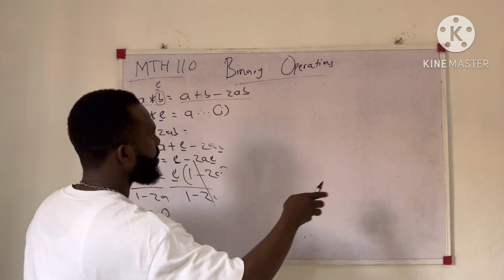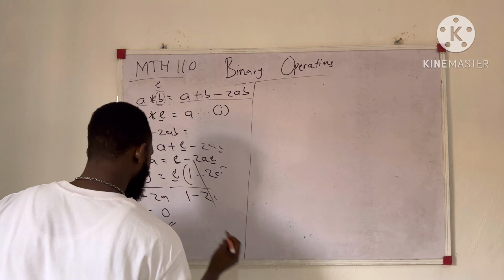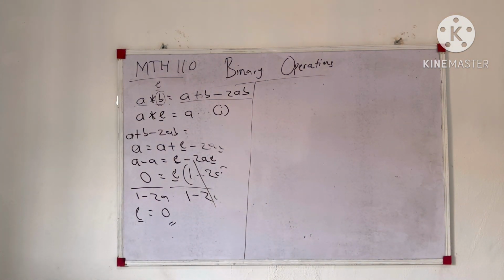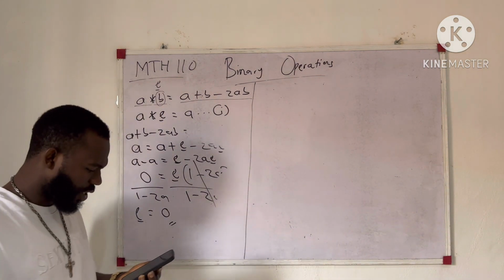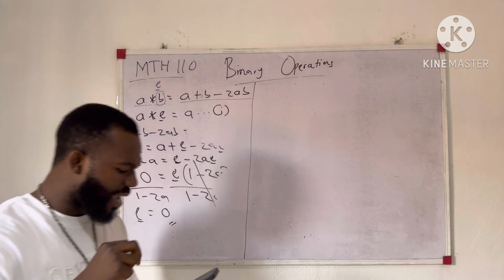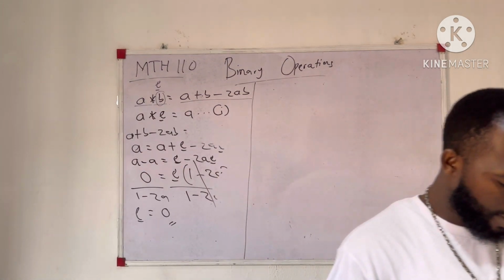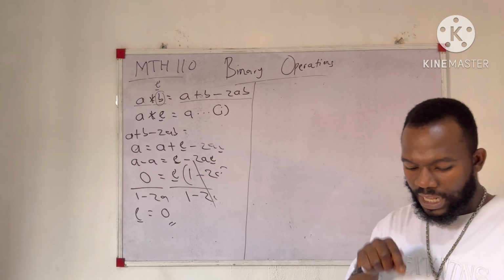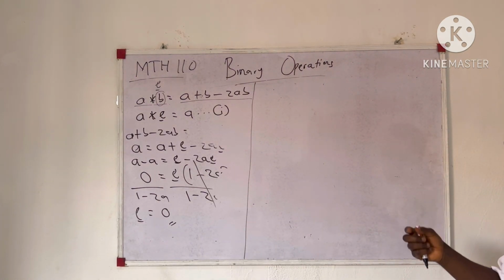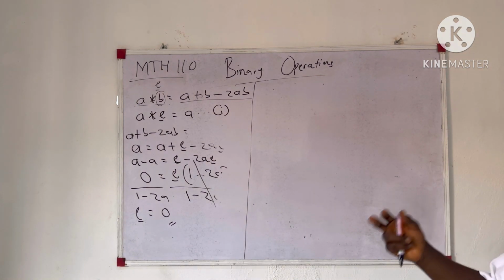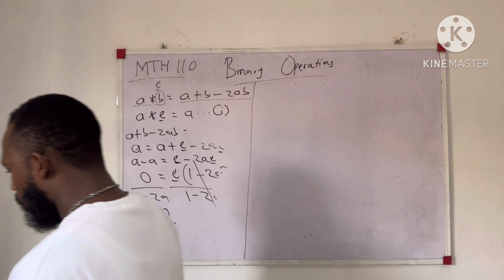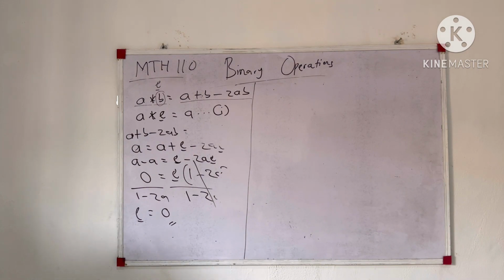Okay, let's see if we can solve it this way. Now, according to the question, it says find the inverse of the general element A, an element of the set. So now, we will also find the inverse.